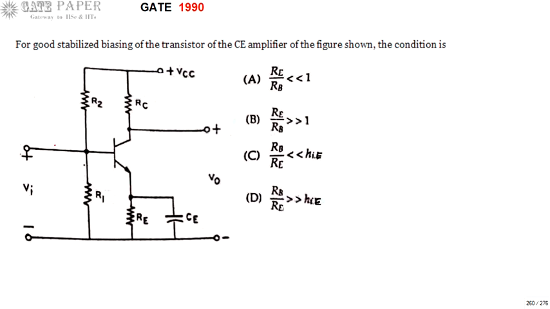Hello, we are discussing the GATE 1990 ECE paper, and this question is related to analog circuits. Look at the circuit diagram. It's a CE amplifier with voltage divider biasing, which is also called potential divider biasing or self bias. In this question it has asked what is the condition for good stabilization.